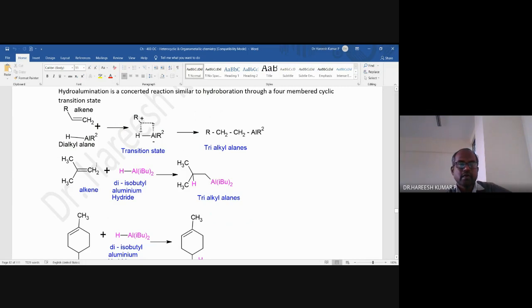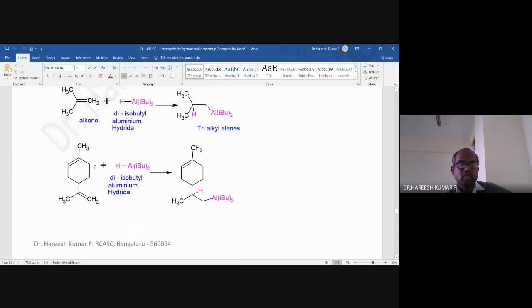And I'm also taking one more. I think you are aware of this moiety. It's a naturally occurring terpenoid. Here what you can observe, there are two double bonds. This is one double bond, and this is the other double bond. Of course, this double bond is hindered, whereas this double bond is an exocyclic double bond. It is away from the cyclic moiety.